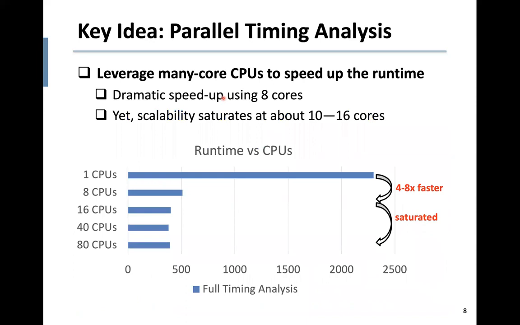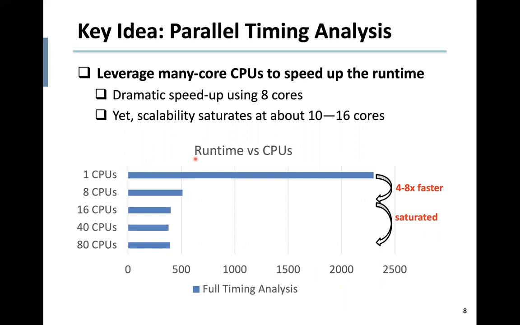The key idea of our OpenTimer engine is that we leverage manycore CPU parallelism to speed up the analysis runtime. We can achieve, in most cases, dramatic speedup using 8 to 10 cores or threads. However, scalability saturates and stagnates at about 10 to 16 cores. This is quite consistent for most existing timers, including commercial tools like Tempus from Cadence and PrimeTime from Synopsys. When we compare OpenTimer with other timers, we found most timers saturate at about 10 to 16 cores.